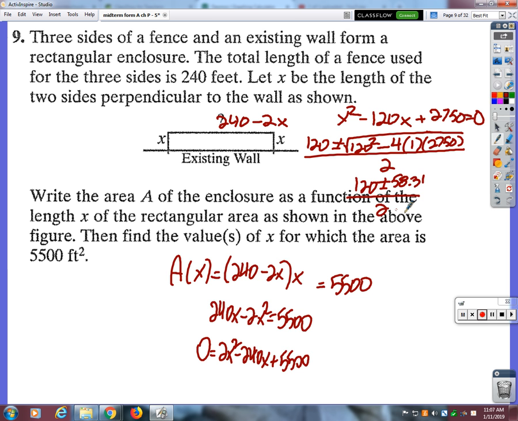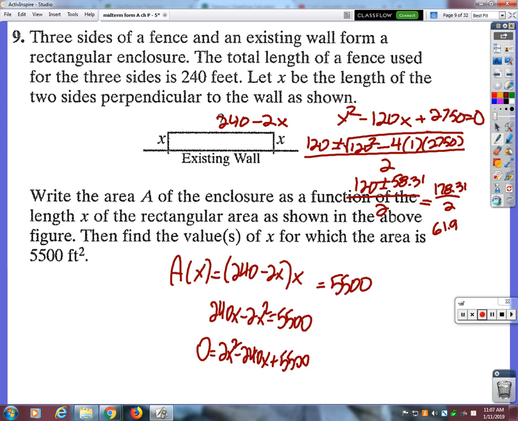58.31 divided by 2. So if I go 120 plus 58.31 divided by 2, that is 178.31 divided by 2. So that's one possible answer. I could also go 120 minus 58.31 divided by 2. I don't know what that is off the top of my head. 61.69.